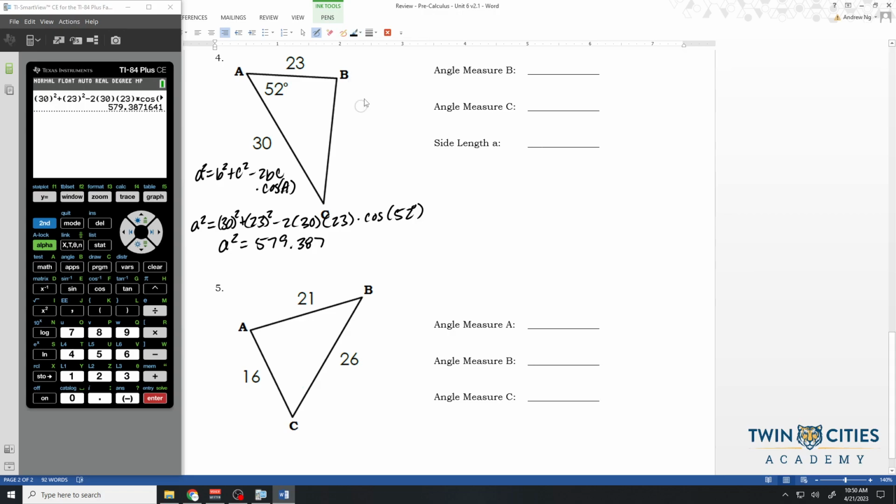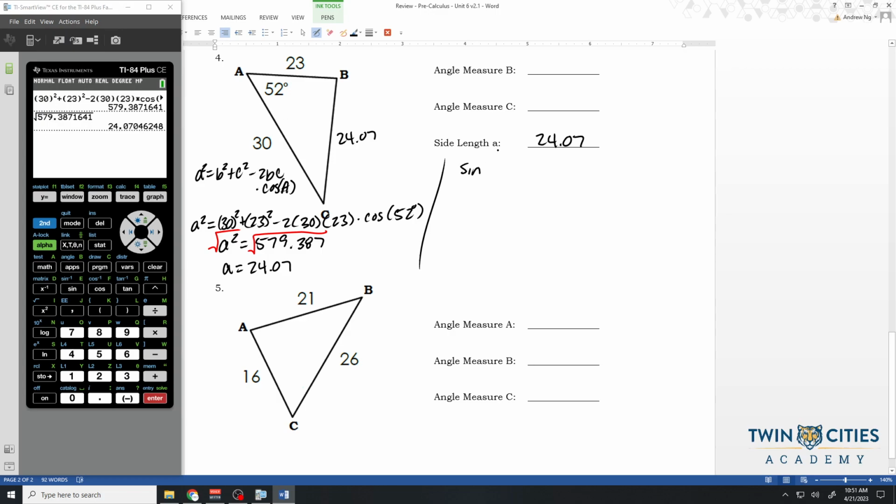And what we'll do here is take the square root, since this is A squared, to find A. A is the square root of this, 24.07. And now I've got an angle and its opposite side length. So let's go ahead and use law of sines now for A's and B's.